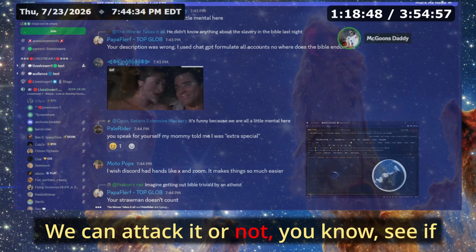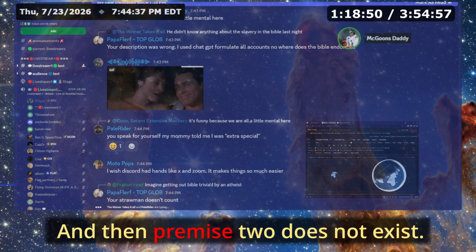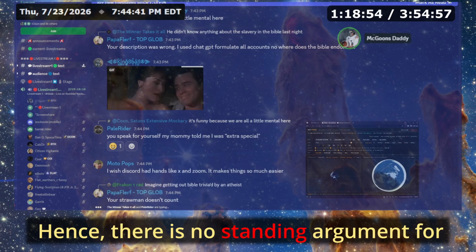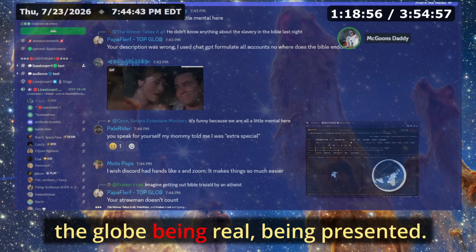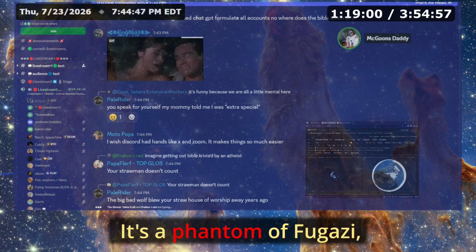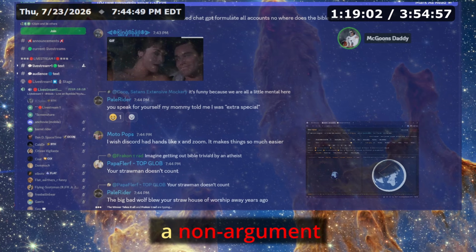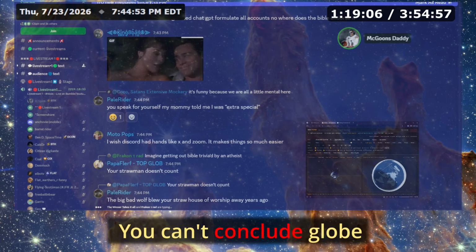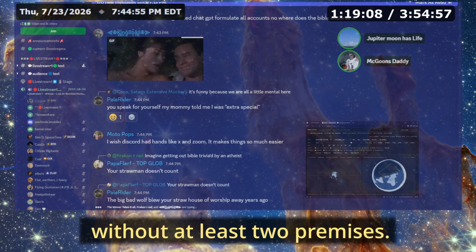We can attack it or not, see if it's actually legit. And then premise two does not exist. Hence, there is no standing argument for the globe being real being presented. They have nothing. It's a phantom of Fugazi, a non-argument until the second premise is brought forth. You can't conclude globe without at least two premises.